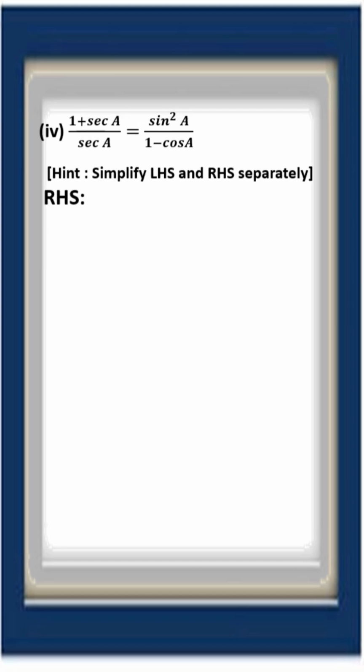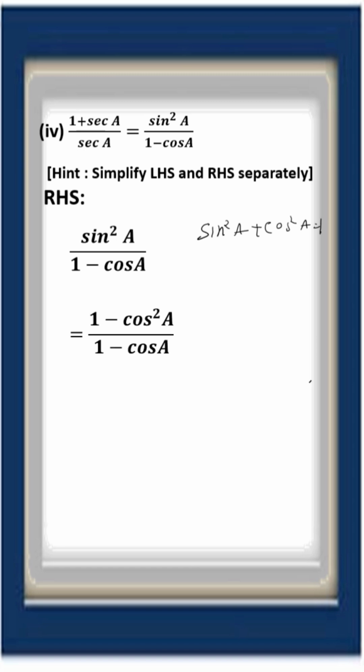Now let us have RHS, which is equal to sin square A upon 1 minus cos A. We know that sin square A plus cos square A is equal to 1, isn't it? If you can't remember, have the magical hexagon and write this one. So we can rewrite sin square A as 1 minus cos square A. The denominator will be the same. In the numerator, we have 1 minus cos square A.